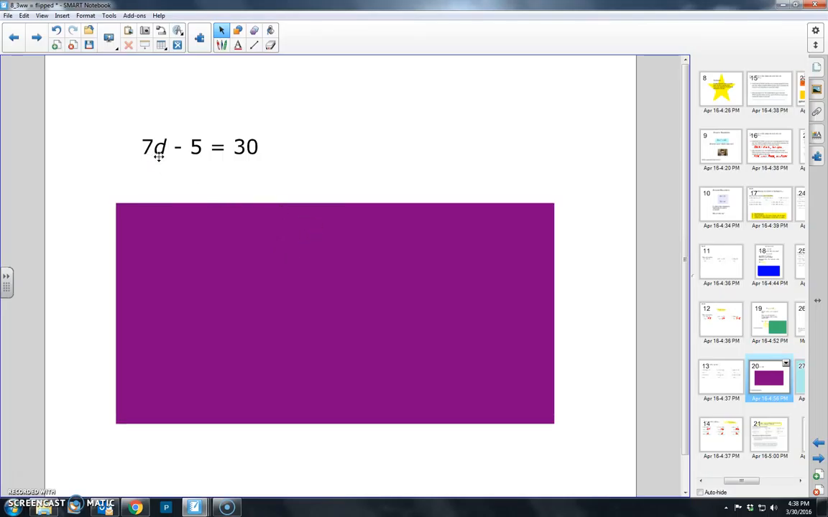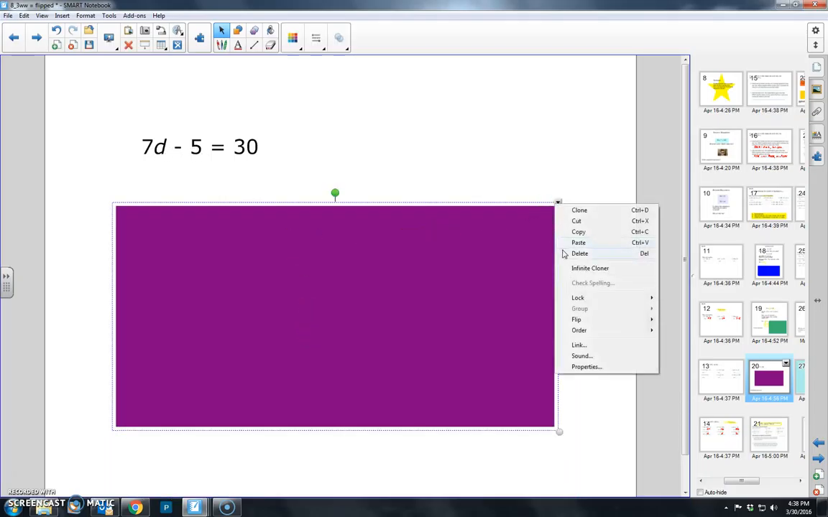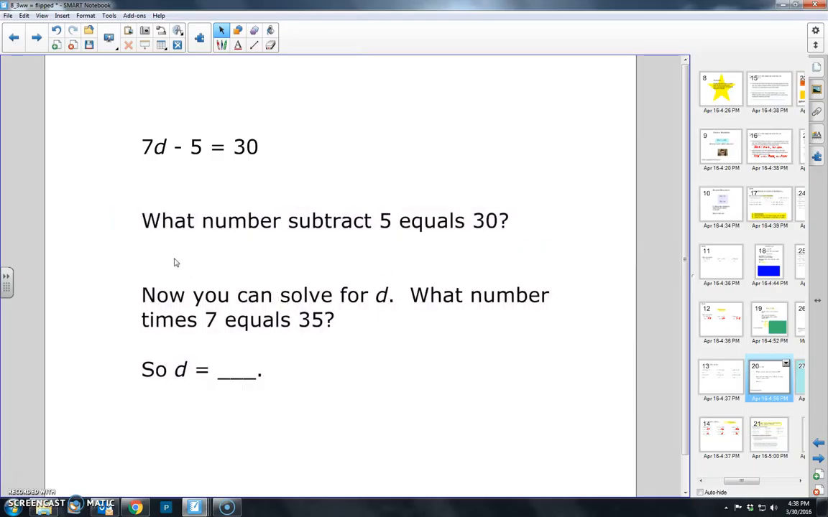7d minus 5. So something times 7, you take 5 away from that, you're going to get 30. We'll just delete this guy right here. There we go. What number subtract 5 equals 30? Well, we know that 7 times 5 is 35. 35 minus 5 equals 30.